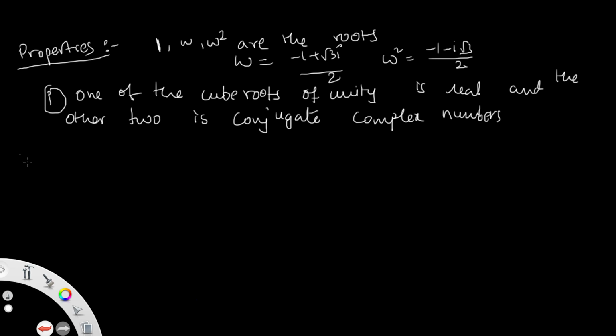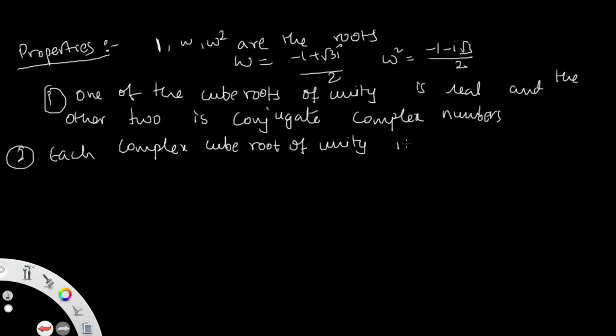Next, the second property: each complex cube root of unity is the square of the other. We will see why we write it like this.